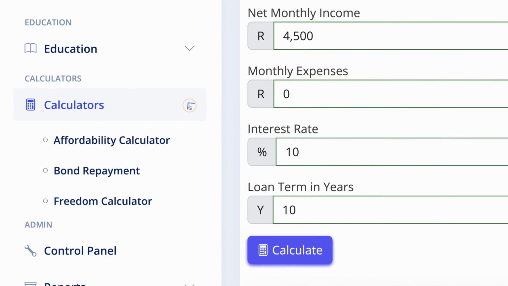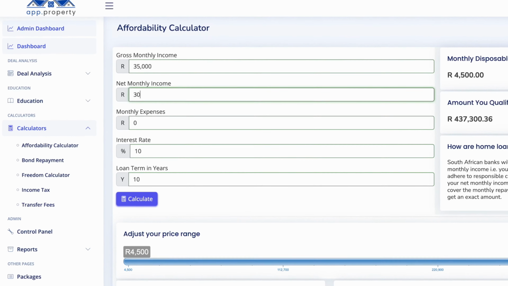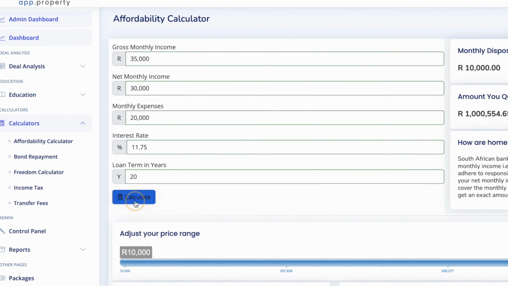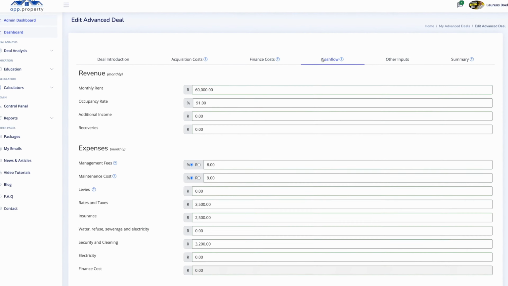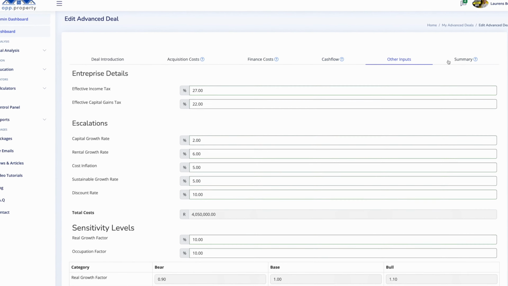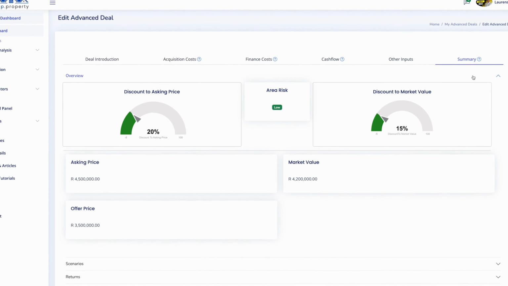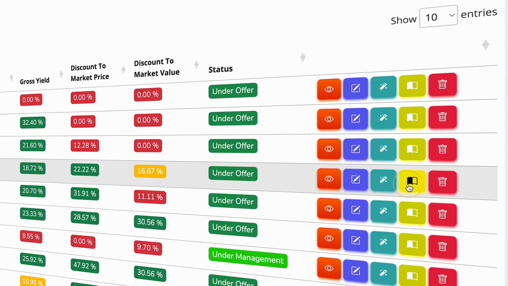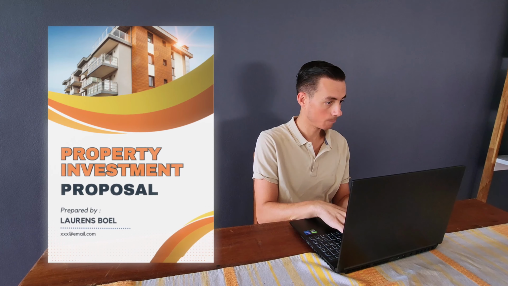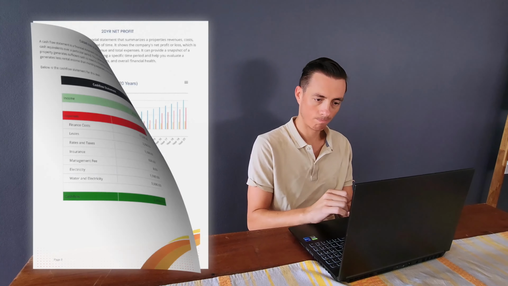Some of the features include calculators, things like transfer fee, income tax, and affordability calculators. Analysis of deals, giving you the cash flow, return on investment, internal rate of return, NPV, and all the financial metrics you need to make an informed decision. And with a click of a few buttons, you can generate a professionally designed investor proposal to help you raise finance for your next deal.